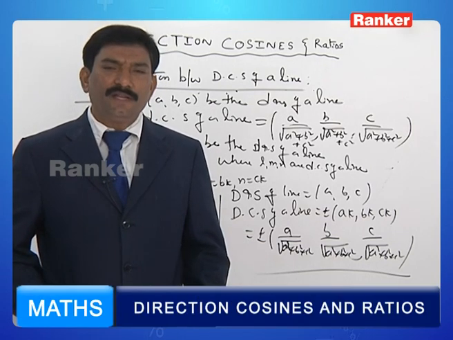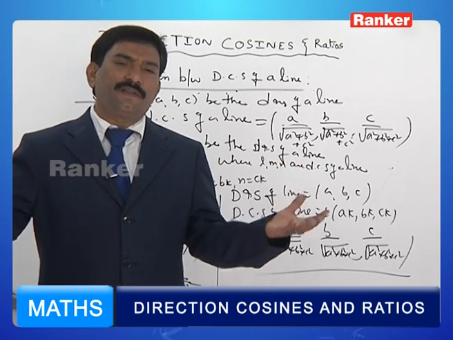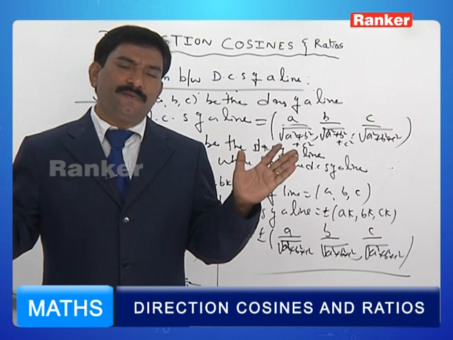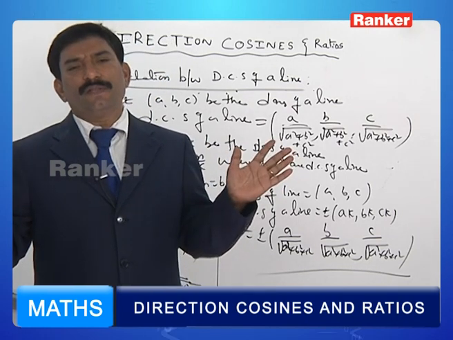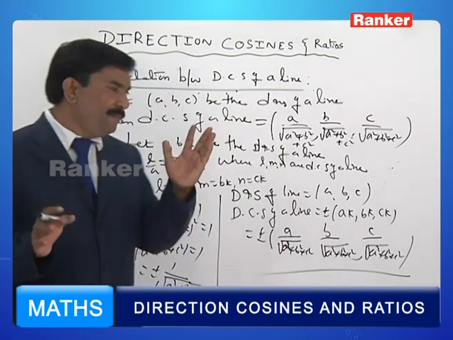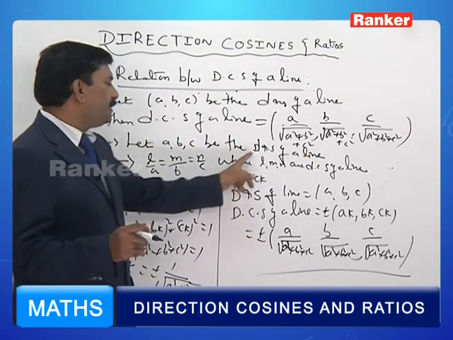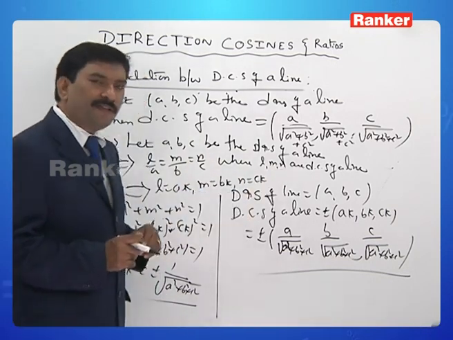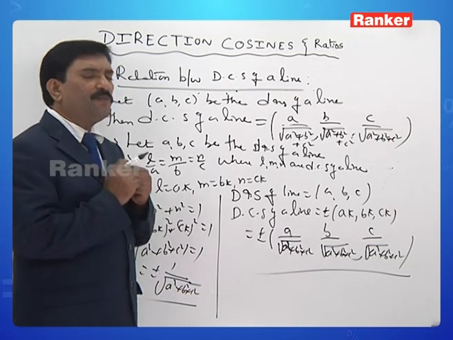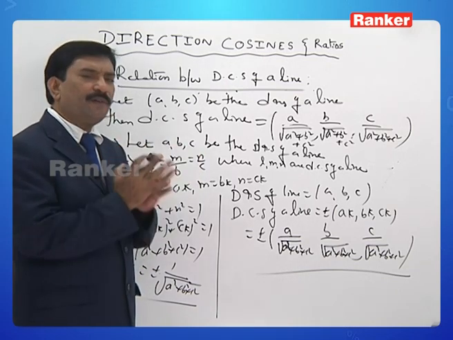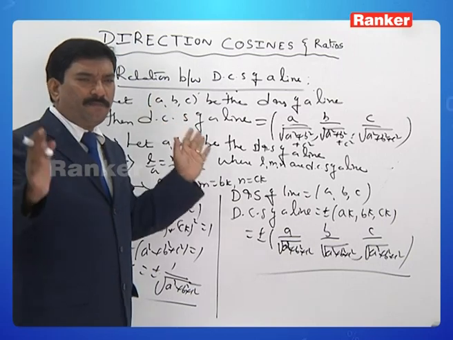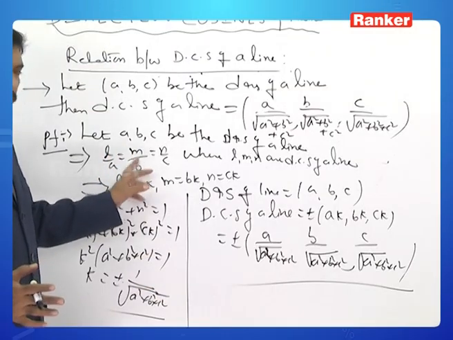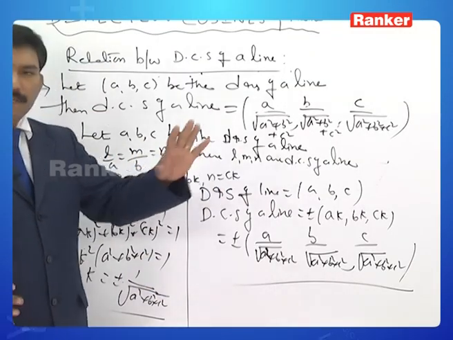When A, B, C are the DRs of a line, then their direction cosines are given by plus or minus A by square root of A square plus B square plus C square, B by square root of A square plus B square plus C square, C by square root of A square plus B square plus C square. Let us see. Now here A, B, C are the direction ratios of a line, and when they are direction ratios of a line, they must be proportional with what? Direction cosines. Any real numbers are said to be direction ratios of a line. The first and foremost thing they have to satisfy: there must be proportionality with direction cosines. L by A, M by B, N by C, where L, M, N are DCs of a line.